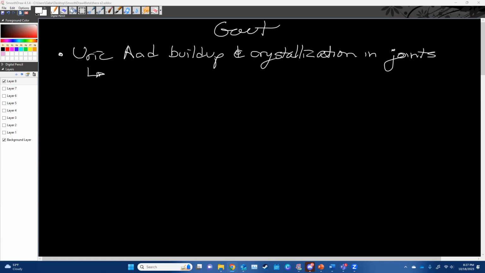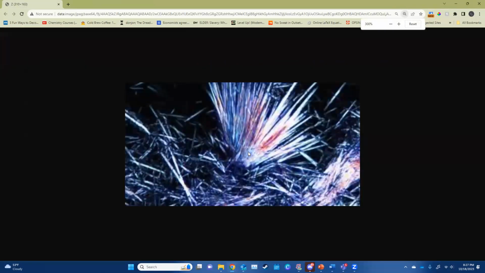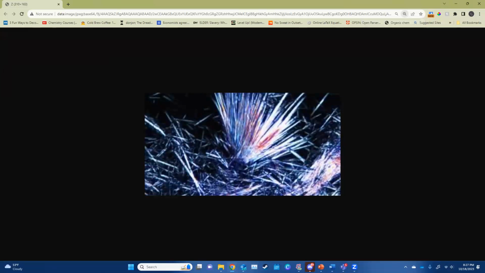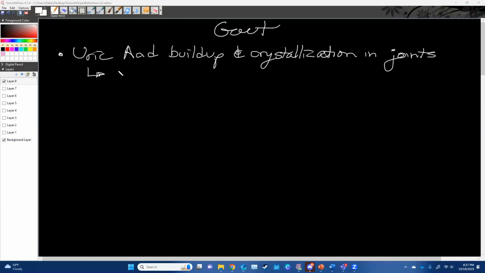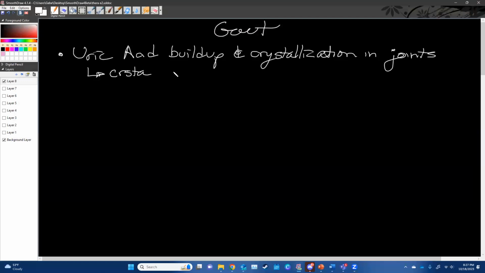If you look at the picture, here is what uric acid crystals look like. If you had to describe this as something, how would you describe it? Pointy, sharp, needle-like? This is what causes the pain. You have tiny needles in your joints. So the crystals are sharp.